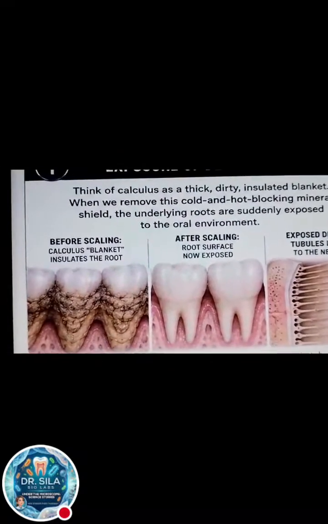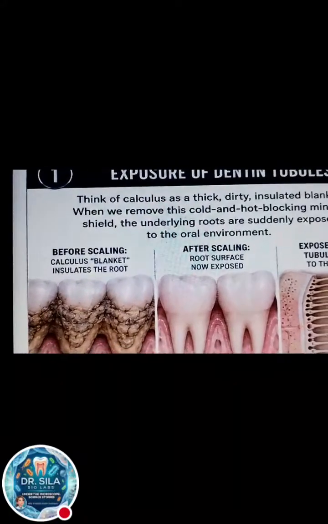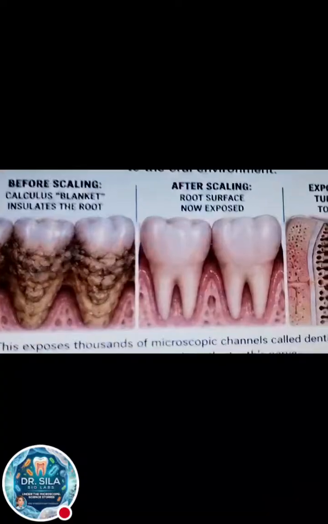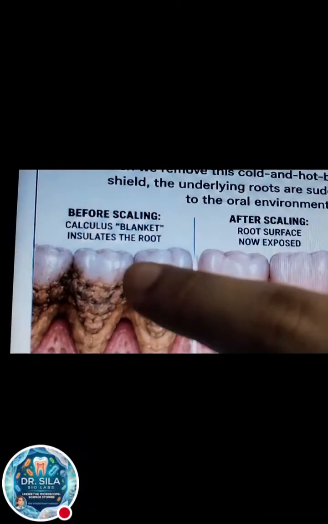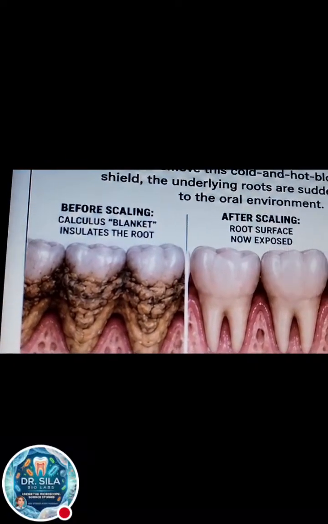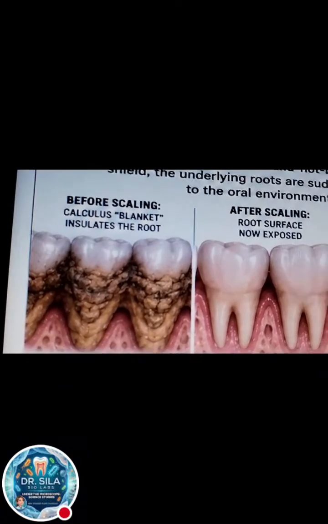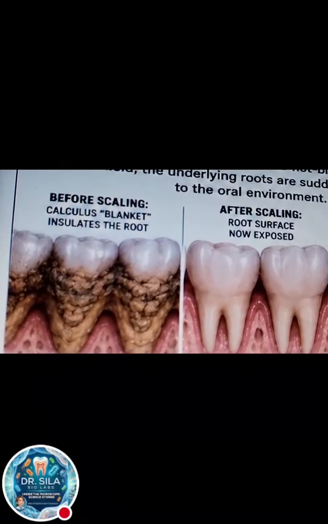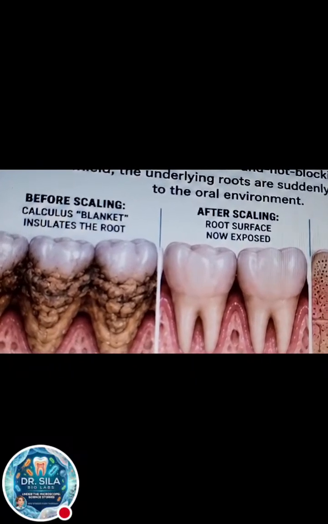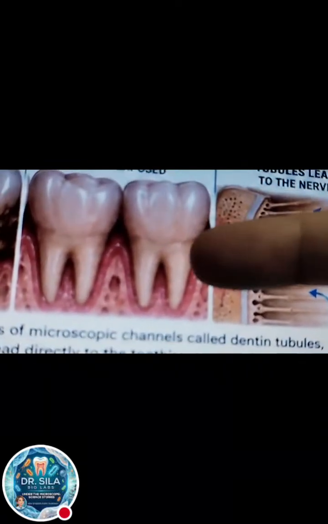Okay, a patient comes to us. They say, the common complaint is, my teeth were not sensitive before you cleaned them, but now they are. Now let's explain the physiology behind this. Before scaling, it was covered with a hard calculus. It's a blanket that isolates the root. Think of calculus as a dirty, insulated blanket. When we remove this hot and cold blocking mineral shield, the underlying roots are suddenly exposed to the oral environment. After scaling, root surfaces are now exposed.